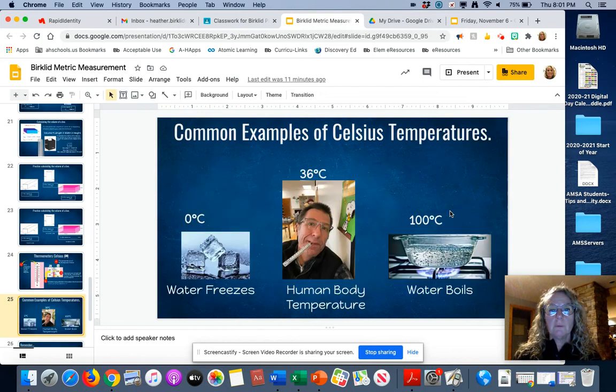So I'm going to show you some examples. For example, in Celsius, water freezes at 0 degrees Celsius. In Celsius, our human body temperature is 36 degrees, which is kind of surprising. And then water boils at 100 degrees Celsius.